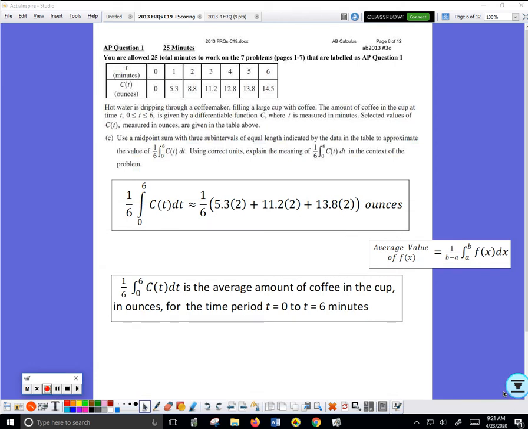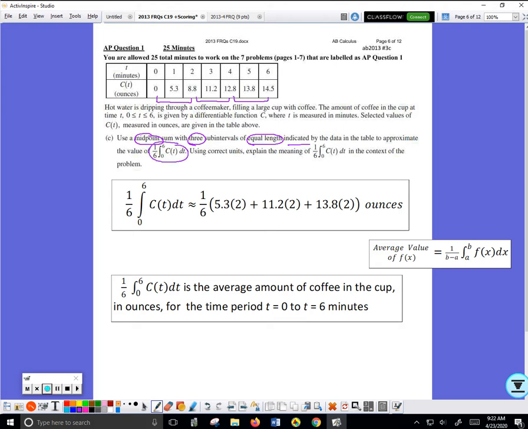Okay, it says use a midpoint sum with 3 subintervals of equal length, as indicated by the data in the table. So here's my first subinterval, second, third. To approximate this, I was helping someone yesterday.